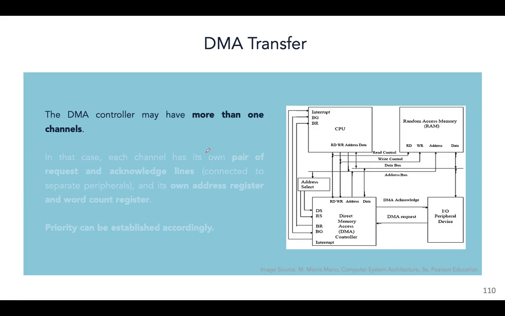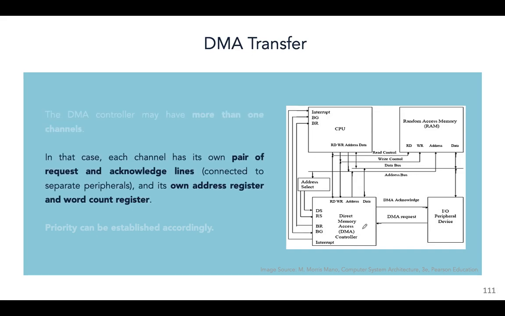Now, a DMA controller may have more than one channel, right? So in this diagram, for the sake of simplicity, we were considering a single peripheral device. But this DMA controller is actually connected to all the peripheral devices that are connected to the system, right? So it usually has more than one channel, because at a given time your system typically has more than one peripheral device attached to it. In that case, each channel has its own pair of request and acknowledgement lines, right? So if we had more peripheral devices attached to this DMA controller, we would have the requisite number of request and acknowledgement lines, right? Then each of them would have their own address registers and their word count registers.